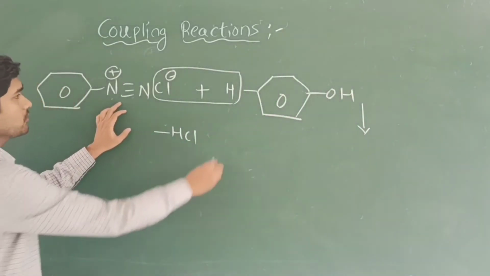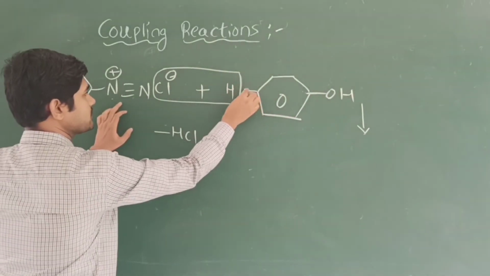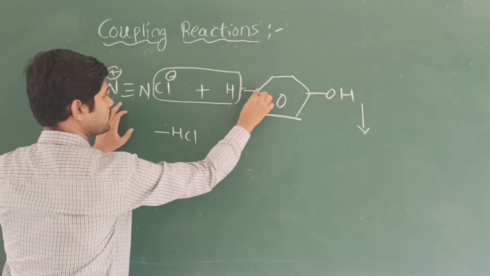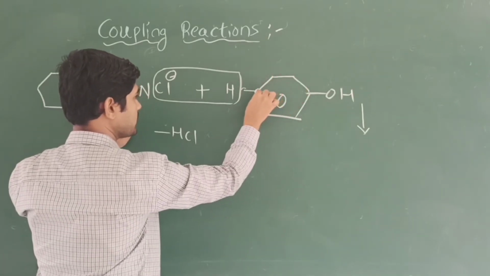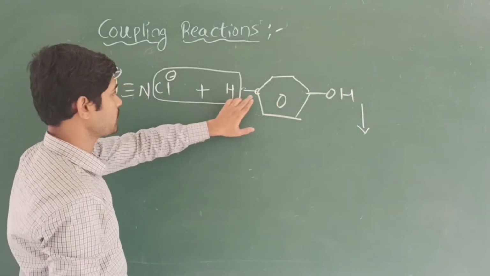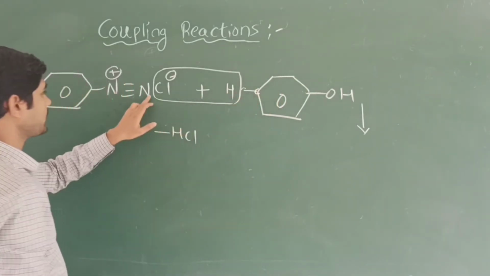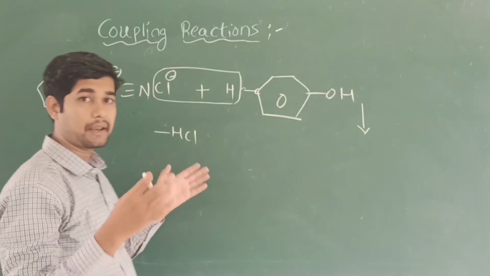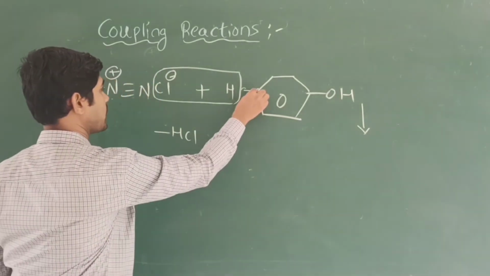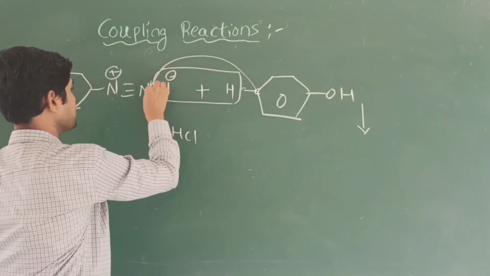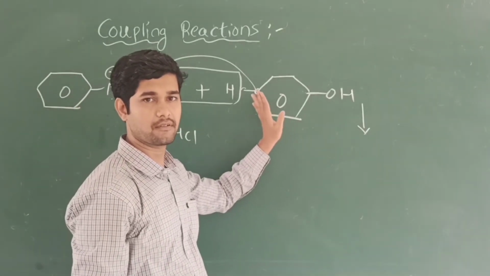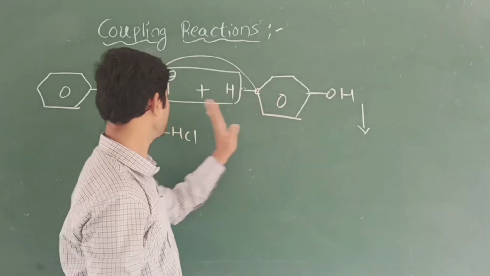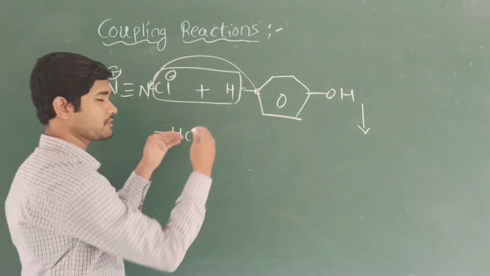So when this hydrogen eliminates, this carbon will be there. Every benzene has a carbon here, this is carbon, this is carbon. When this hydrogen eliminates, this carbon directly comes and attacks this nitrogen to make a coupling reaction, because it is a nucleophile. Phenol is the nucleophile, and this is called the electrophile.